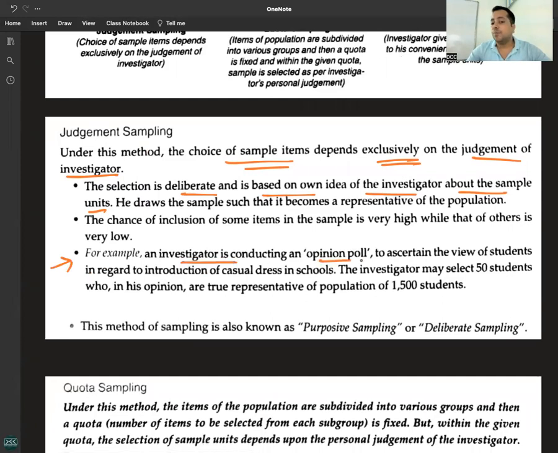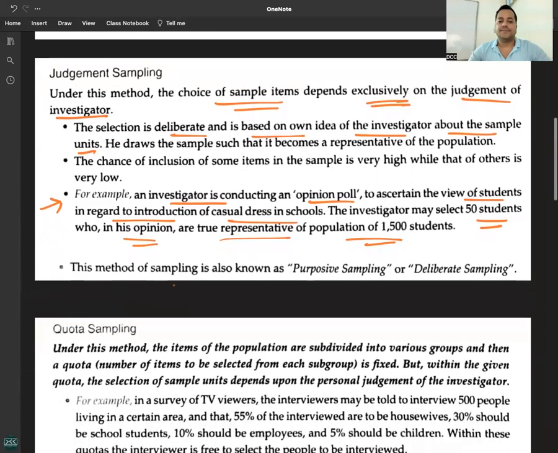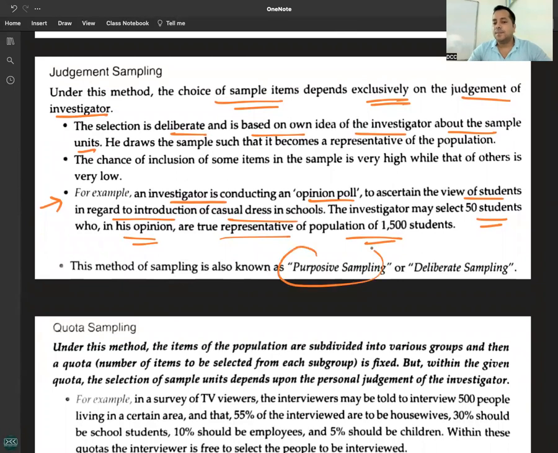Just read an example. An investigator is conducting an opinion poll to ascertain views of students in regard to introduction of casual dress in schools. You're saying enough of uniforms, let's have casual. The investigator may select 50 students who, in his opinion, are representative of the population of 1500 students. He chose 50 people of his own choice, who can give a fair answer with a rational approach. Not those who are totally undisciplined and will say yes, yes, great idea, I'm tired of polishing shoes. So it is important to identify the sample. This method of sampling is also known as purposive sampling or deliberate sampling. You plan and select the sample deliberately.